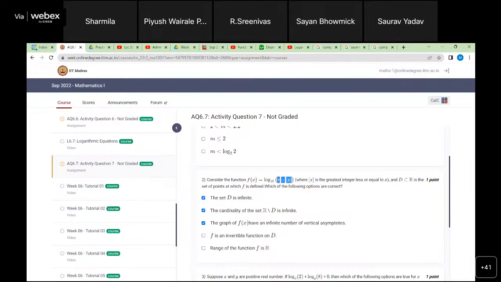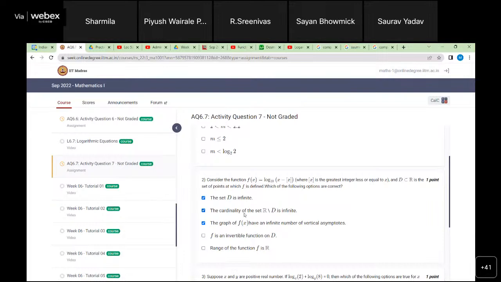Sir, using the same function, is the E option correct? The last option. The range of this particular function will be 0 to infinity for any log function. Second option is correct, sir. Second option, the cardinality of the set R slash D is infinite also. If set D is infinite, then R slash D is also infinite, right?